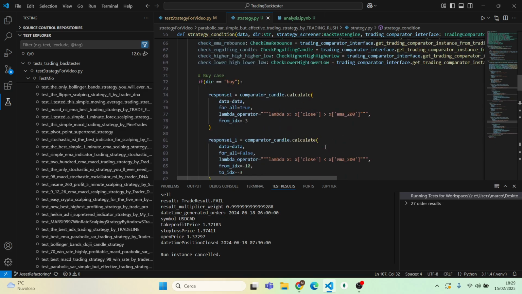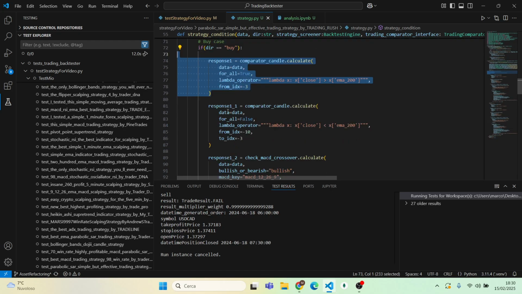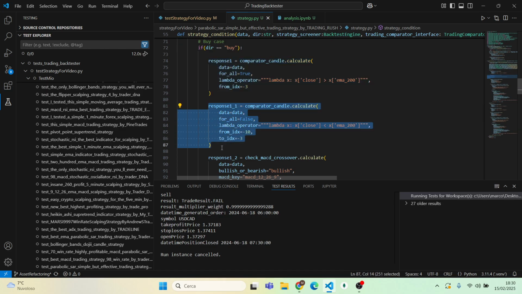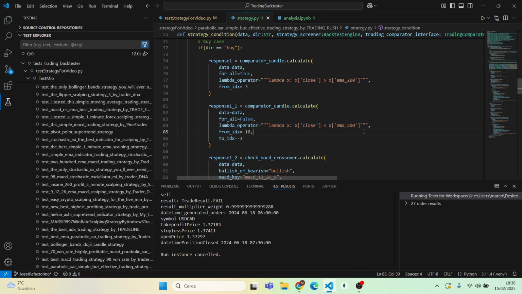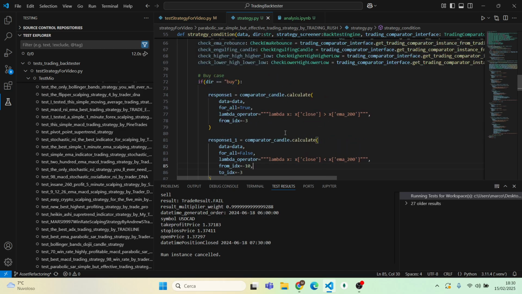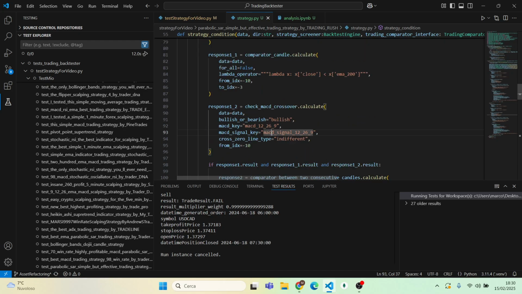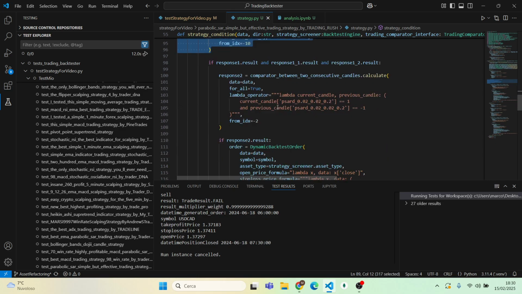Here you can see all the code I wrote for this strategy. So here I'm checking for EMA 200. Here, for at least one candle in the last, from the last 10 to the last 3, to be below, to close below EMA 200, because here we are analyzing the buy case. And here we can see the MACD crossover criteria. I have already added it.